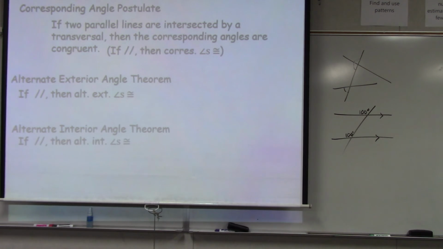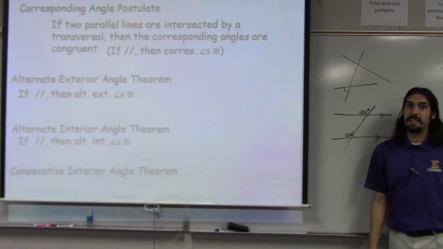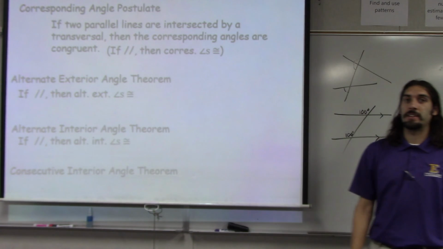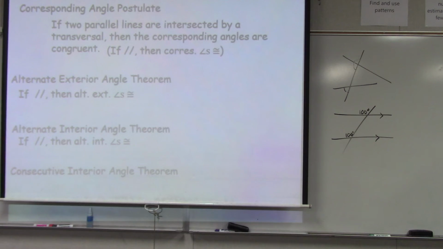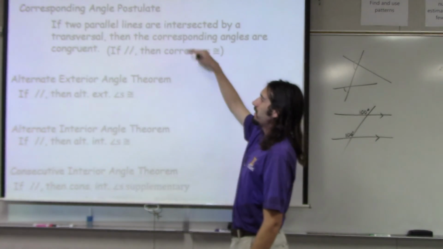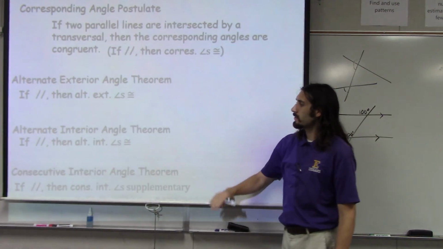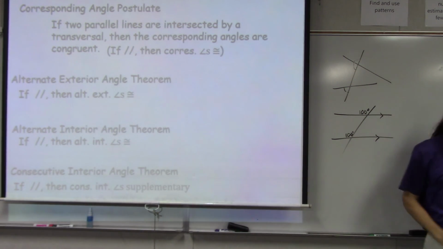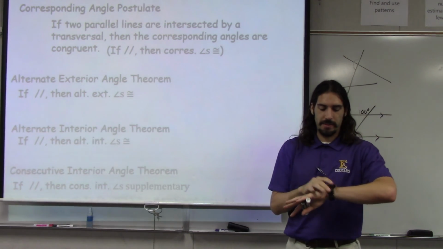You hopefully are recognizing these patterns with the one slide that we had before. Now here's where it changes a little bit. Consecutive interior. They're no longer congruent. Look back at your picture, consecutive interior, when you had all those angles up there. Consecutive interior angles for parallel lines are supplementary. So, corresponding congruent, alternate exterior congruent, alternate interior congruent, and consecutive interior are supplementary. Okay? So that concludes the notes parts of today.